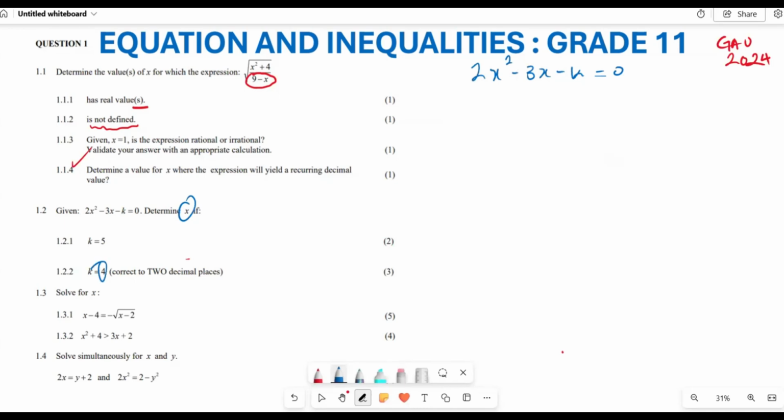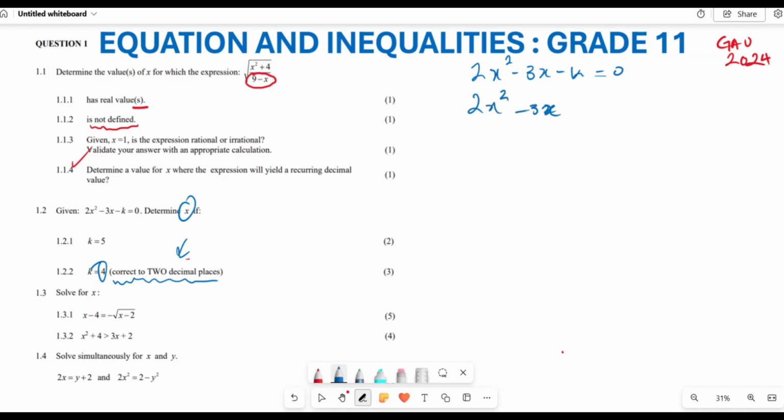If your k is equal to 4, there is a guide that you are having here. They are saying correct to 2 decimal places. You can only correct to 2 decimal places if the equation is not factorizable and you can only use your quadratic formula to solve it. So by them writing the fact that you need to correct it to 2 decimal places, they are actually giving you a guide that in this particular question, you must therefore use your quadratic equation.